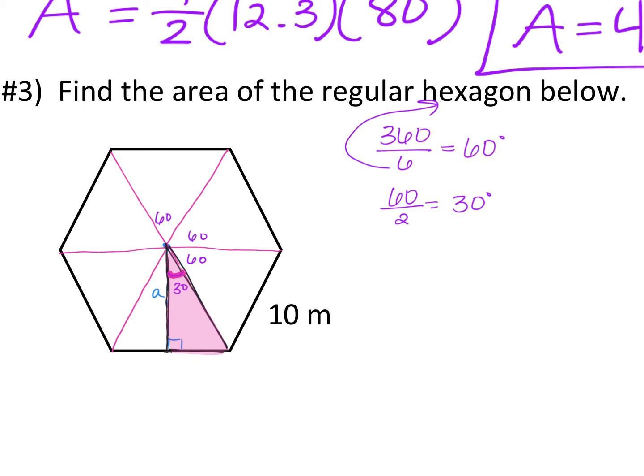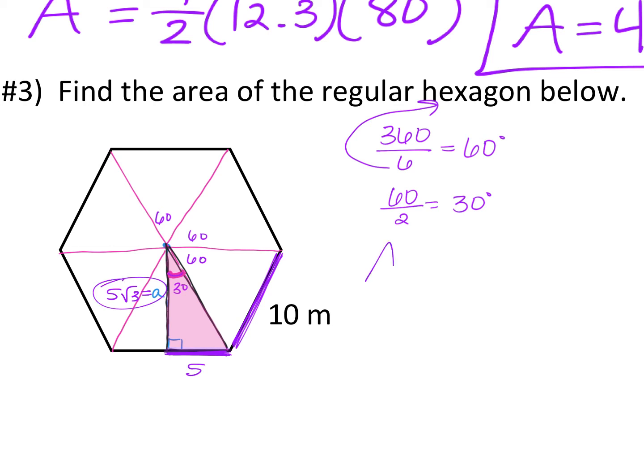What kind of triangle is that? 30, 60, it's a 30, 60, 90. You guys know how to work with 30, 60, 90s, right? Can anyone tell me this side? 5. It's 5, because if the whole thing is 10, that perpendicular is going to cut it in half, right? So if this is 5, then what is A? 5 rad 3. Okay? So we know our apothem.